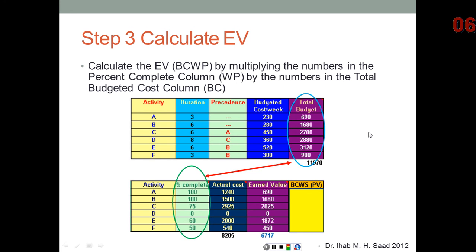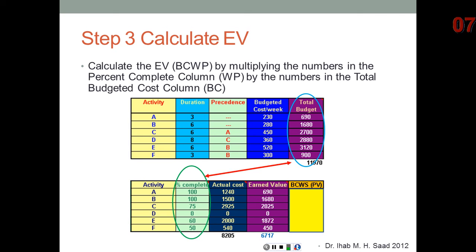So all we need to do now is basically multiply these 2 columns. We're going to take the budgeted cost, total budget, times the work performed for each activity, and that's going to give us the earned value or budgeted cost for work performed. So for activity A, 690 times 100%, B, 1680 times 100%, C, 2700 times 75%, and that gives 2025, D, 2880 times 0%, that gives 0, and so on. By adding these numbers, now we get 6717, which is the budgeted cost for work performed by the end of week 9. So far we calculated budgeted cost, actual cost, and the earned value or budgeted cost for work performed.